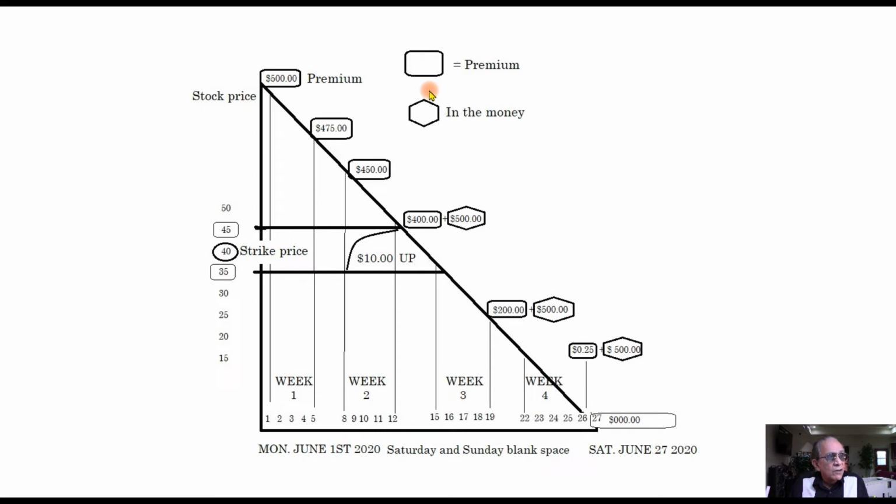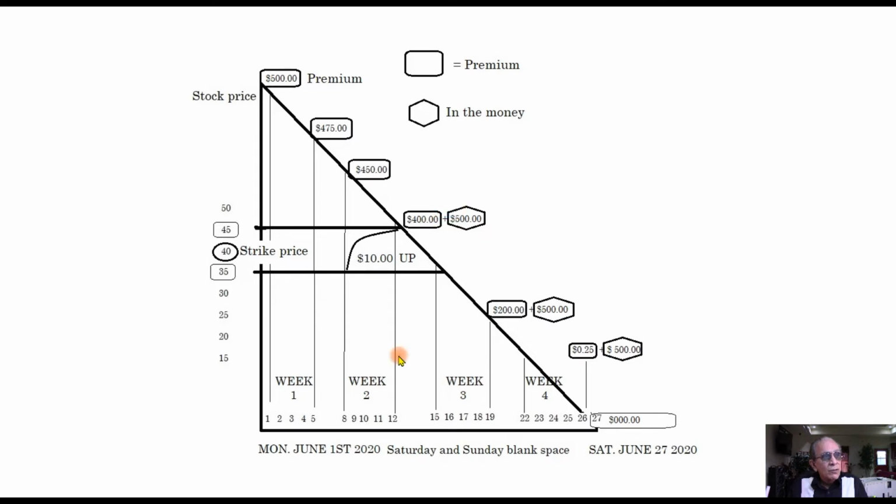So on the second week, the price starts moving from 35, and by the end of the week, it ends up $10 up. It's at $45. Wow, you are in the money now. That's very good. So we can see here that now the premium has dropped $100. Now it's only $400 in premium and $500 in the money. You add that together and your option is worth $900.